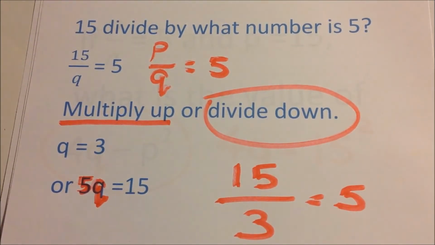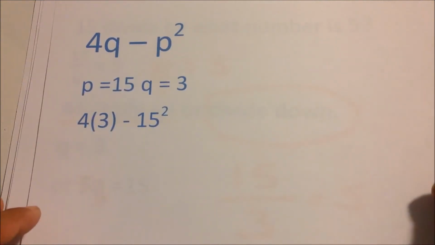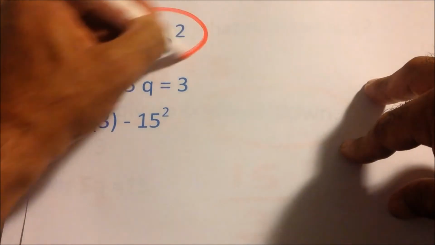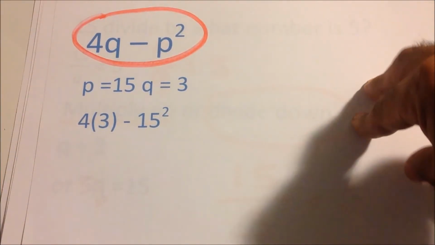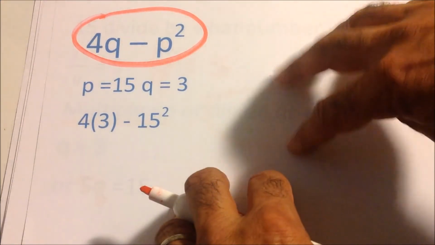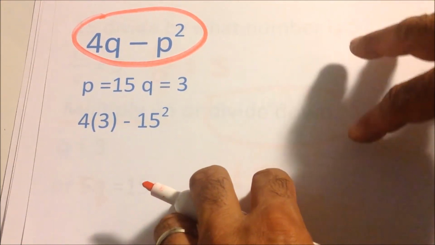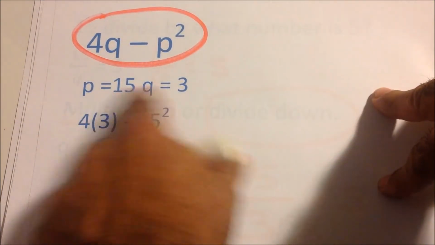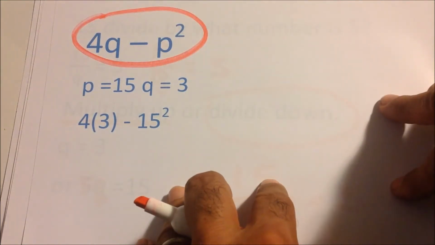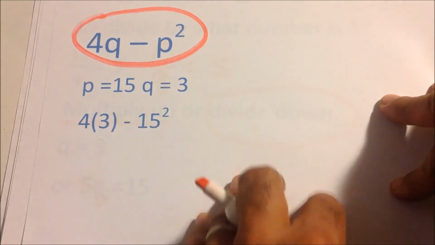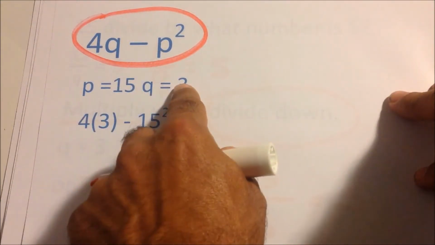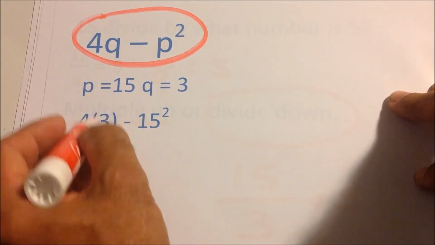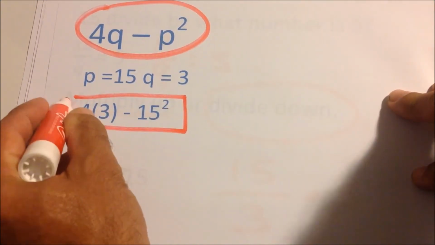Let's move on. The question was this now. This was the main question. So we know what P is, and we know what Q is. Now be careful when you're doing this on the test. Make sure you put in the proper numbers. You might have the numbers, but then you might, by accident, switch them around. Instead of P being 15, you made it 3 by accident. So we know Q is 3, and P is 15. So just plug it in.